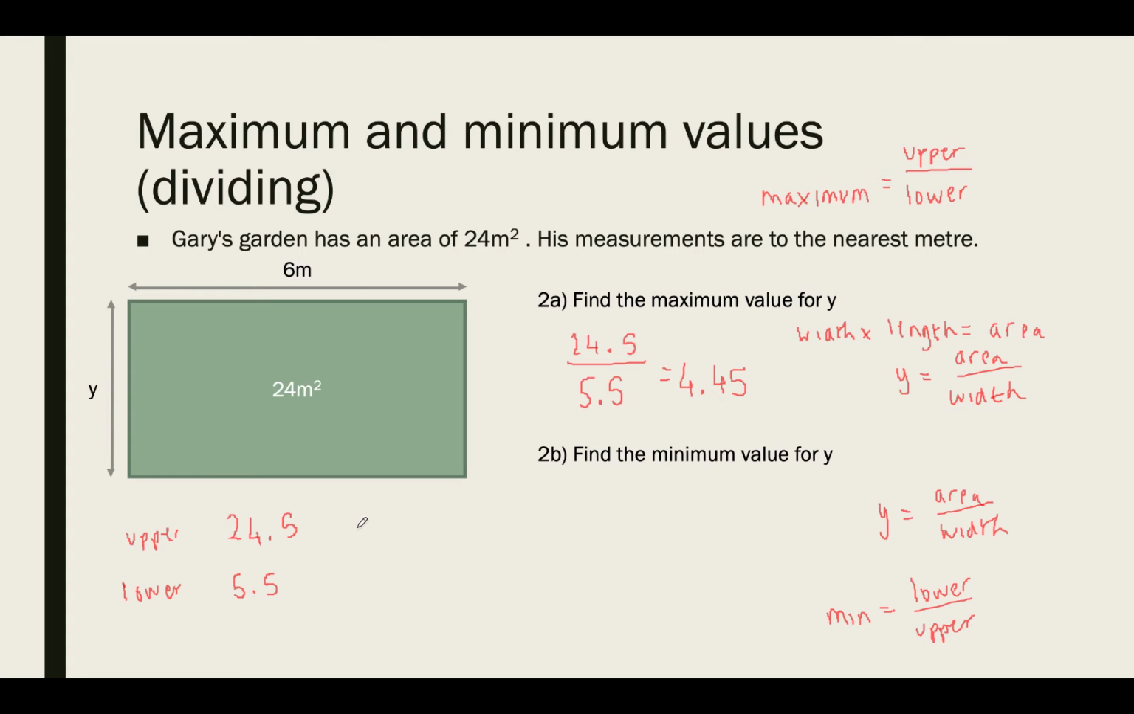Well, the lower bound of the area this time is 23.5 because it's to the nearest meter. Because if you round 23.5 up to the nearest meter, it would give us 24 meters squared. So 23.5 would go on top, and the upper bound for the lower, which is still the width, the upper bound for 6 would be 6.5. So 23.5 divided by 6.5 equals 3.62 meters.